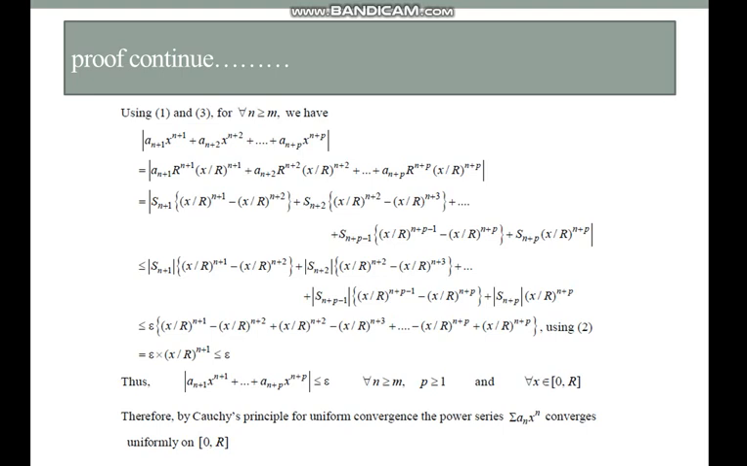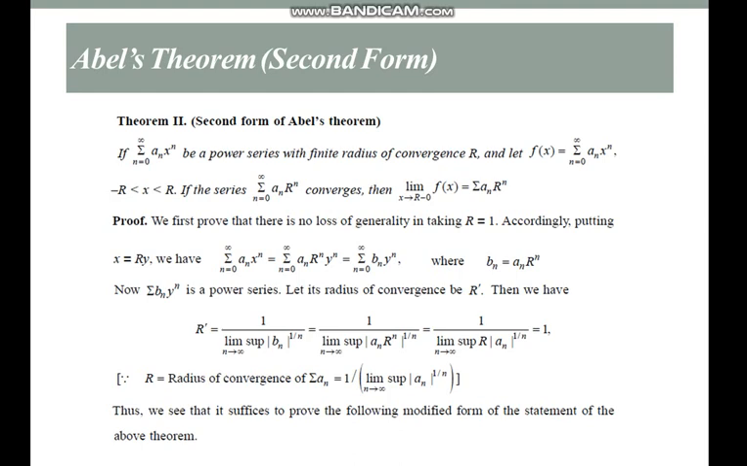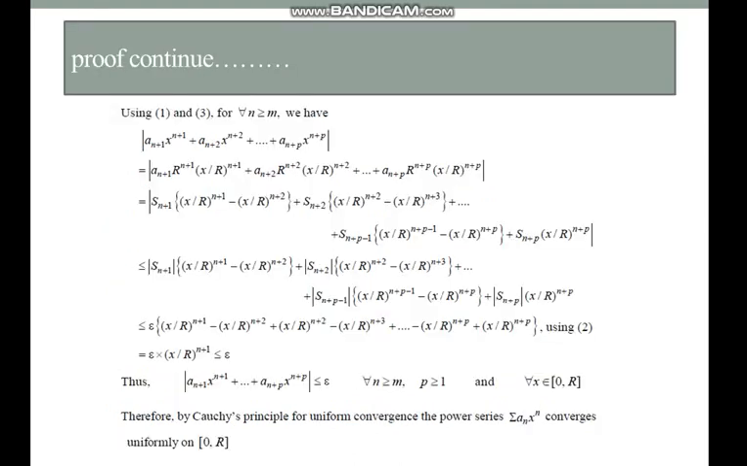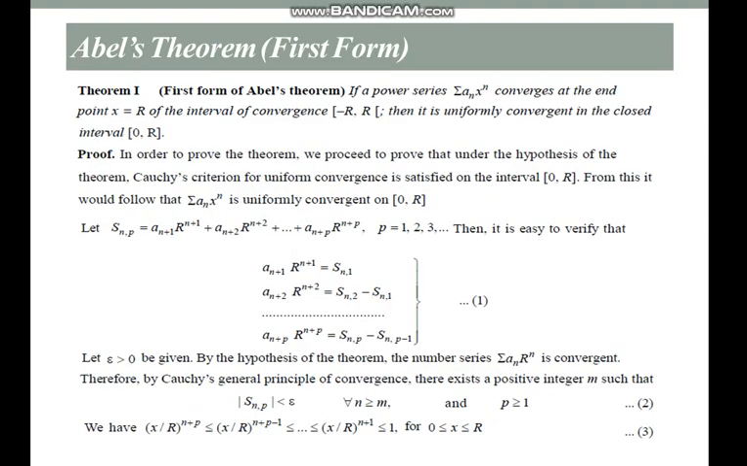Therefore, by Cauchy's principle for uniform convergence, the power series summation a_n x^n converges uniformly on the closed interval 0 to R. So this is the first form of Abel's theorem, which says that if the power series summation a_n x^n converges at the endpoint of the given interval of convergence, then it is uniformly convergent in the closed interval 0 to R.